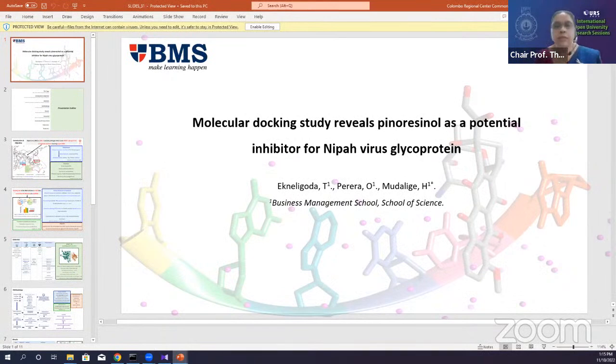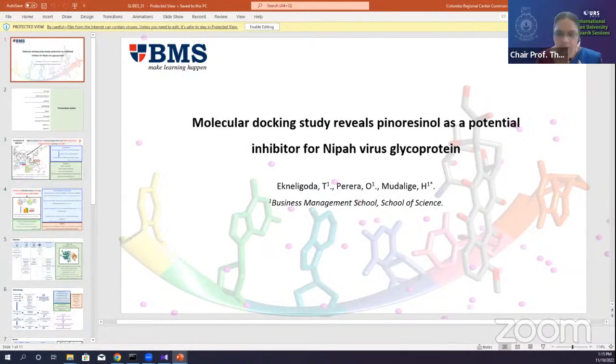Yeah, maybe it's ongoing research. It's a very nice presentation based on very nice research in bioinformatics, really what is needed by the country right now. And I have one simple question. Is this pinoresinol easily available? Are there any other plants which are capable of giving this kind of material?